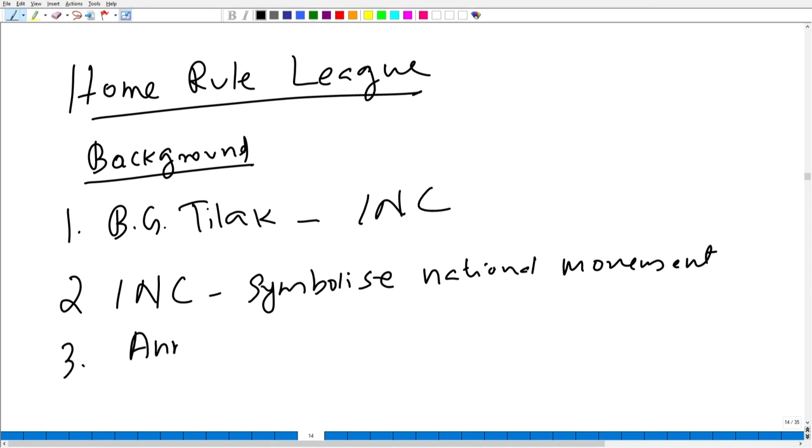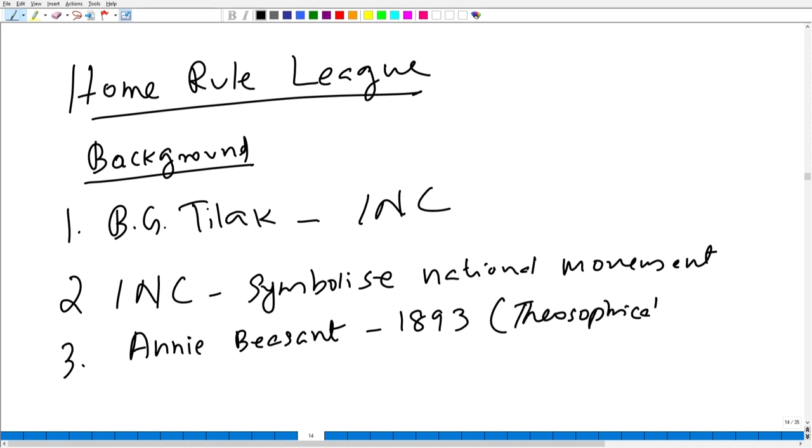The third background was provided by Annie Besant. Annie Besant reached India in 1893 to work for the Theosophical Society. Now, there was no definite program of action within the Indian National Congress, which supported the war efforts of the British government in the hope that immediately after the war, some kind of democratic setup would be introduced in India.